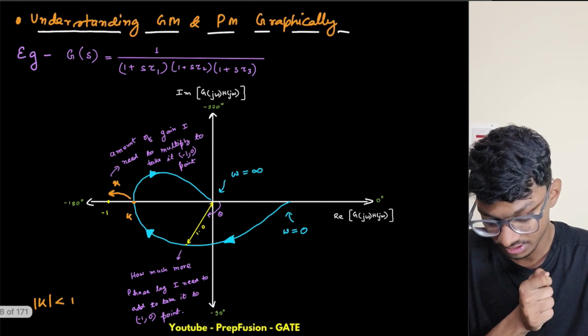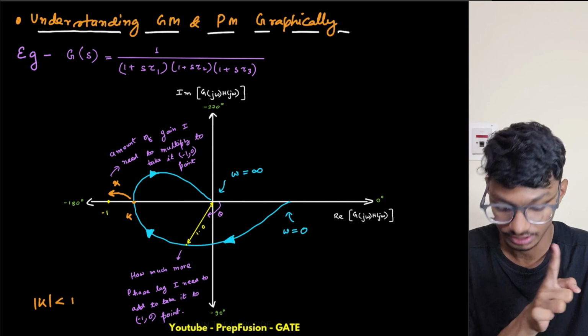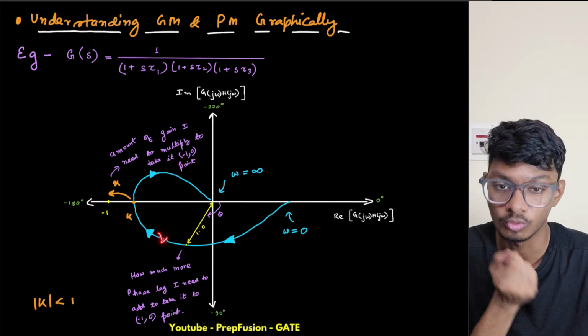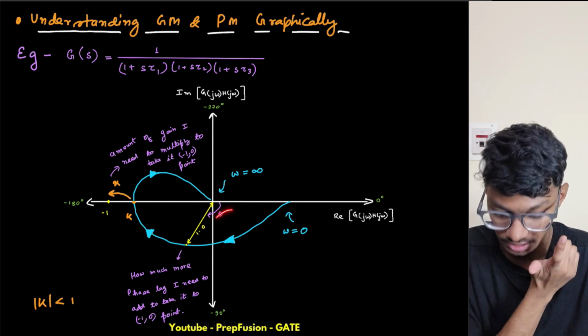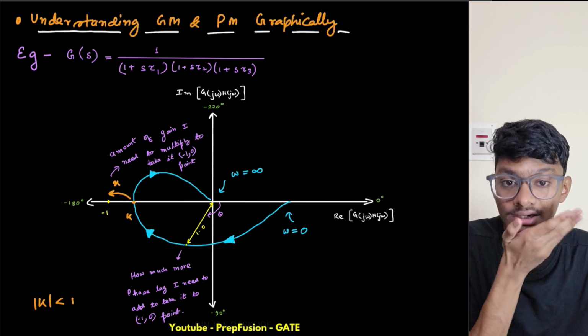Okay, so if I draw a circle of unit radius, the distance from the origin will always be 1, and the point at which the polar plot and the circle intersect, the distance from the origin of that point will be 1. That's why that is the gain crossover frequency.